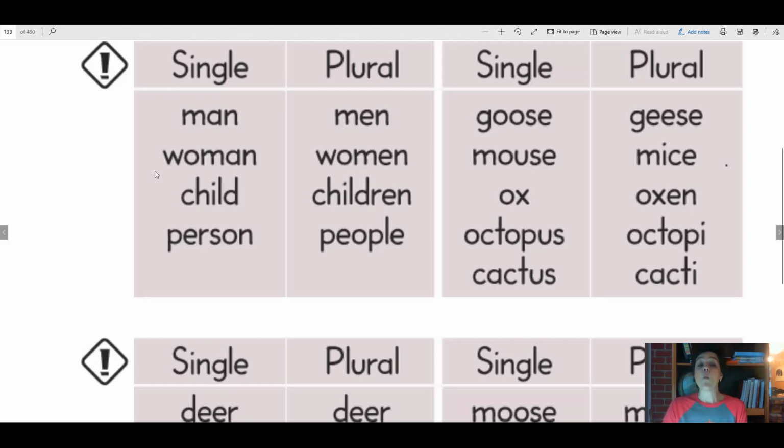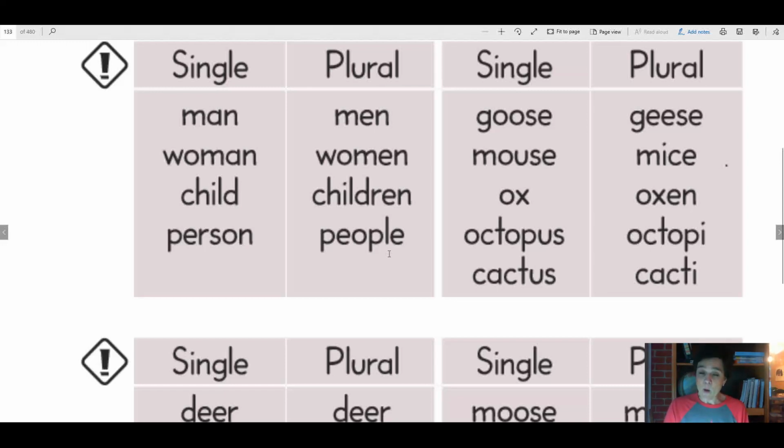Let's look at this single woman. Just one woman. But what if there's many? We say women. We make it plural. We use the word men on the end of it. All right? What if there's one child? How do you make that plural and say that there's more than one child? We say that there are many children. See, we even say it differently. One child, many children. What if there's just one person? Well, if there's many, we say there are many people. It's a whole different word.